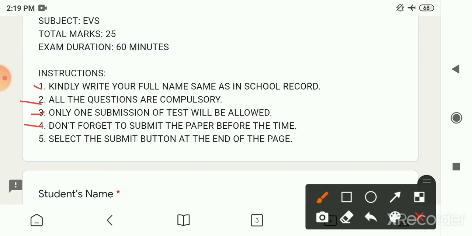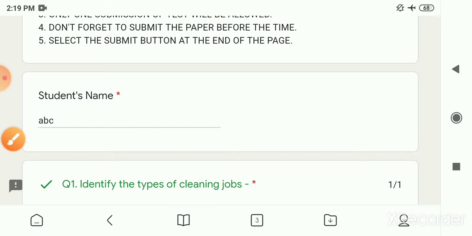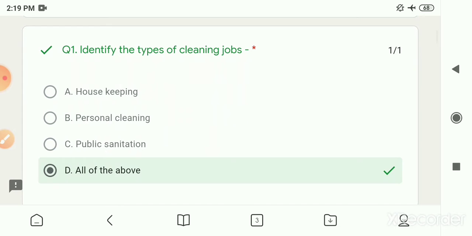Next is don't forget to submit the paper before the time. You have to submit the paper before the time. And the last one, select the submit button at the end of the paper or page. So these are the instructions. Here first you have to write your full name in student's name. So now let me start with the first question.